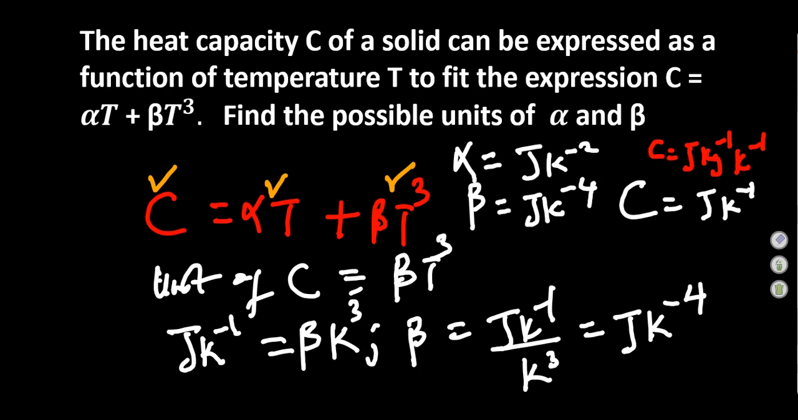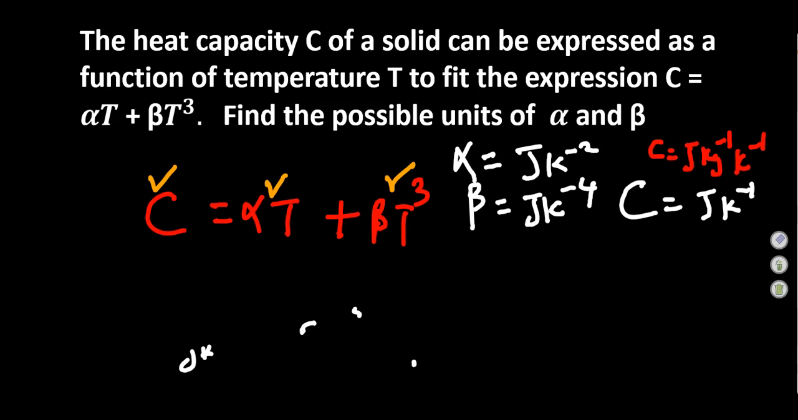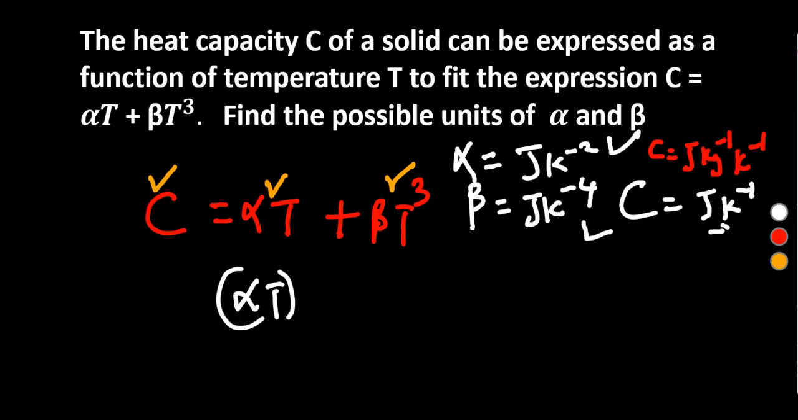So this now is the units of alpha and beta. So the question says find the possible units of alpha and beta. So we have found the possible units of alpha and we have found the possible units of beta. So let's even check if it's equivalent to this. Okay, so let's bring this alpha T together, let's see if it's equal to this. Because we say that the unit of this should equal the unit of this or the unit of this.